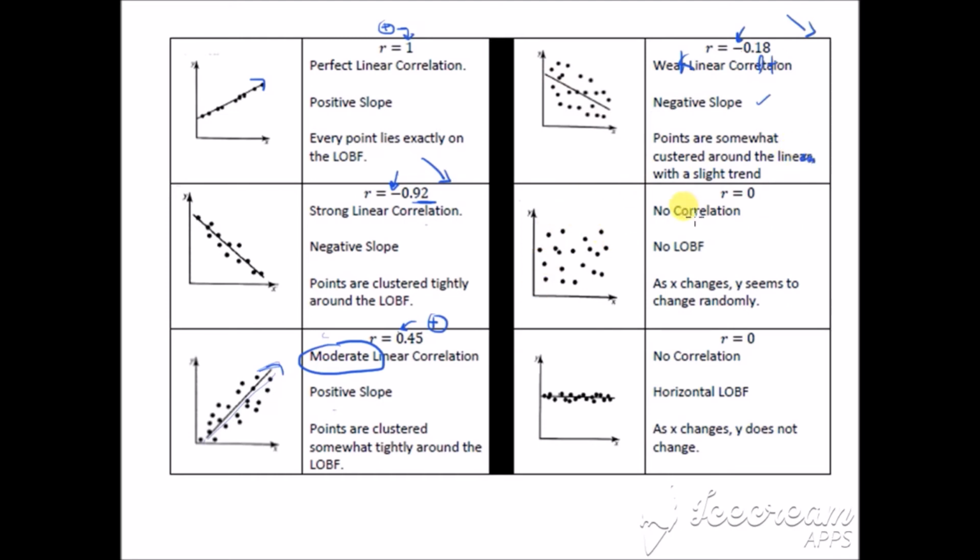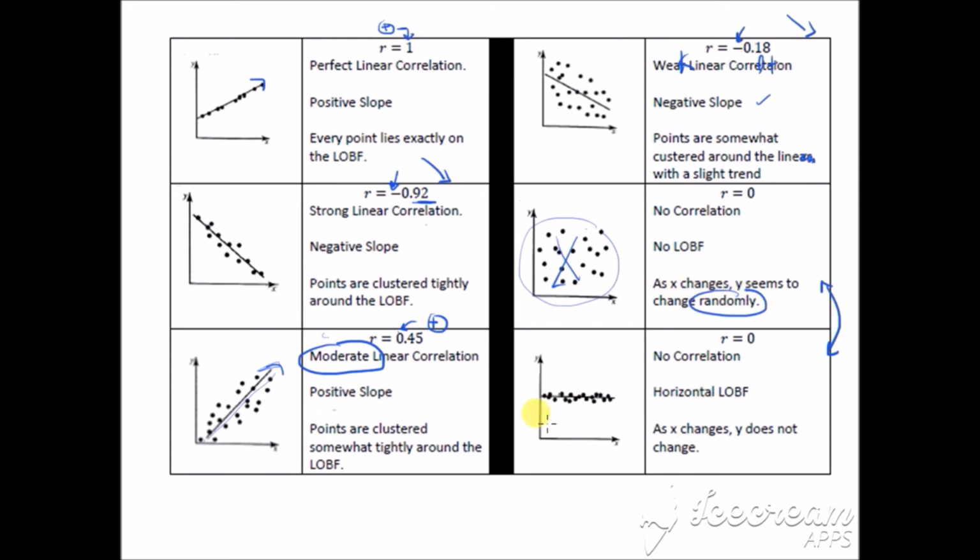Okay, no correlation is going to be one of two things. It's either going to be dots everywhere and you can't find a trend. Remember how we were talking about how the weaker the trend, the more difficult it is to draw the line of best fit? Well, it's very difficult to draw a line of best fit in that. There's no correlation. As x changes, y doesn't seem to change with the x, it's just random.